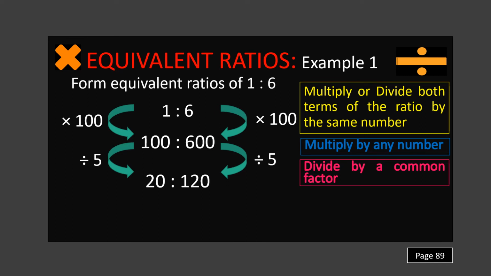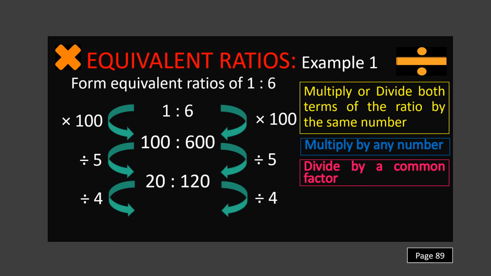Again, our new ratio is 20:120. Now you can use 20:120 to get another ratio. This time, let's do division again, but with a different number. Now children, can you divide it by 2? Yes. By 3? No. By 4? Yes. So let's divide it by 4 now.